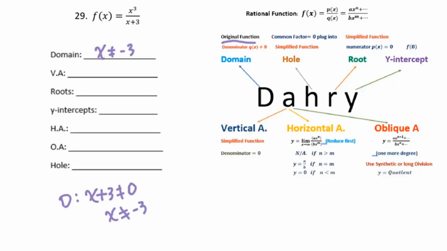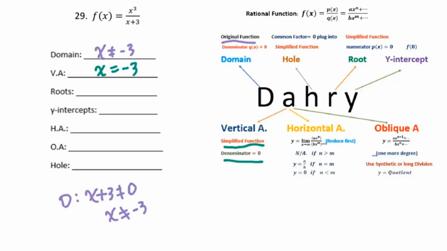For vertical asymptote line, simplify the function, denominator equal to 0. For this rational function, there is no common factor. Therefore, the original function basically is the same as the simplified function. Therefore, we can just set up x equal to negative 3.